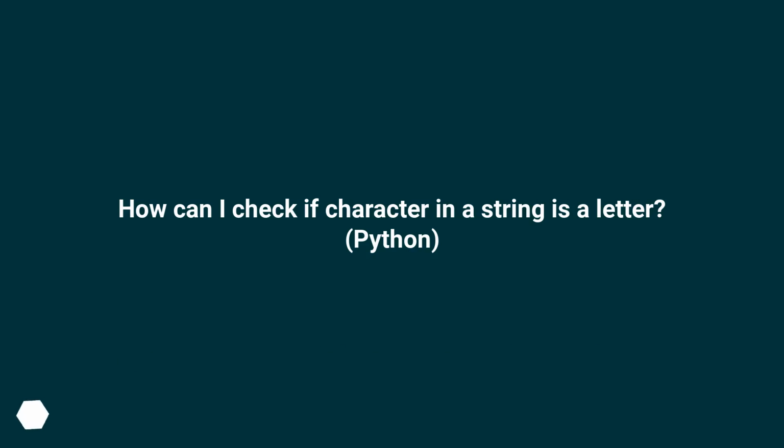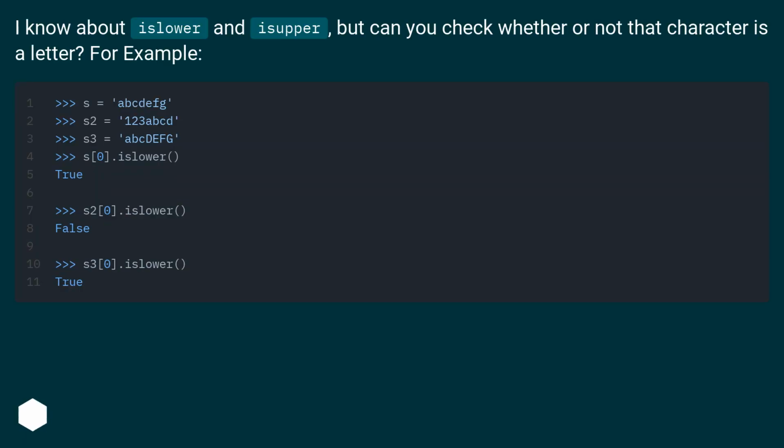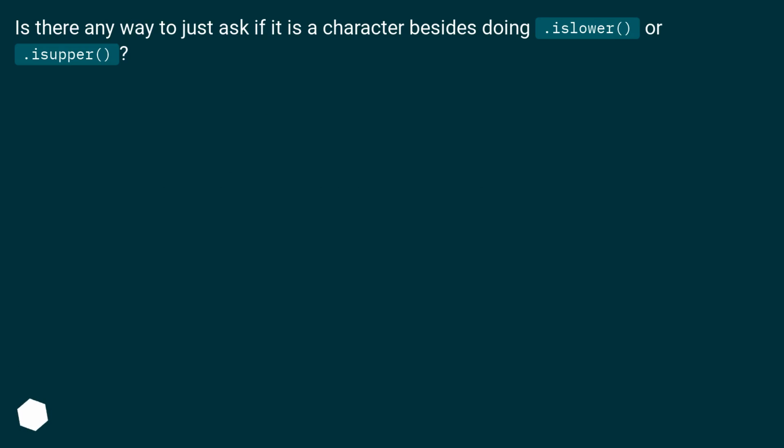How can I check if a character in a string is a letter? Python. I know about isdigit and isspace, but can you check whether or not that character is a letter? For example, is there any way to just ask if it is a character besides doing .isdigit or .isspace?